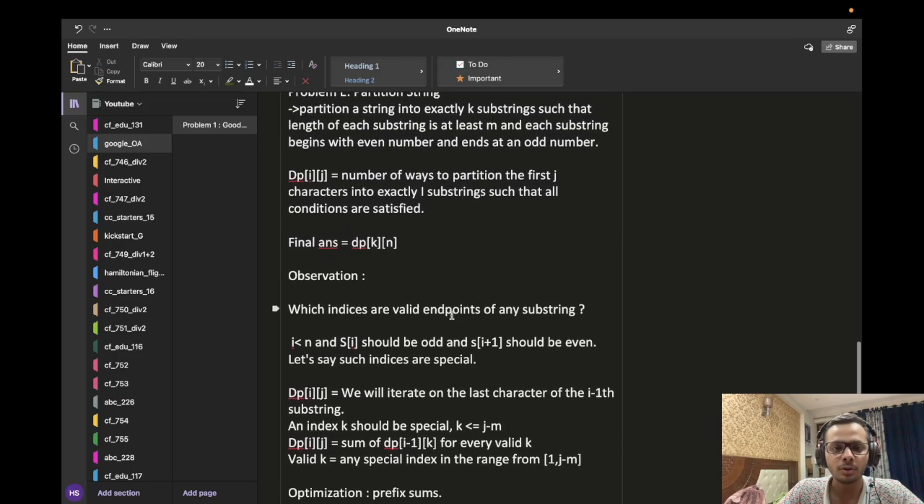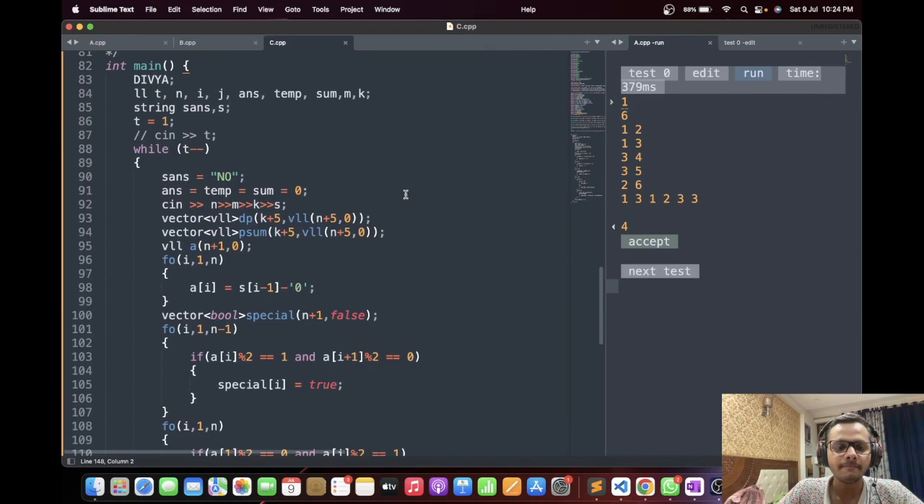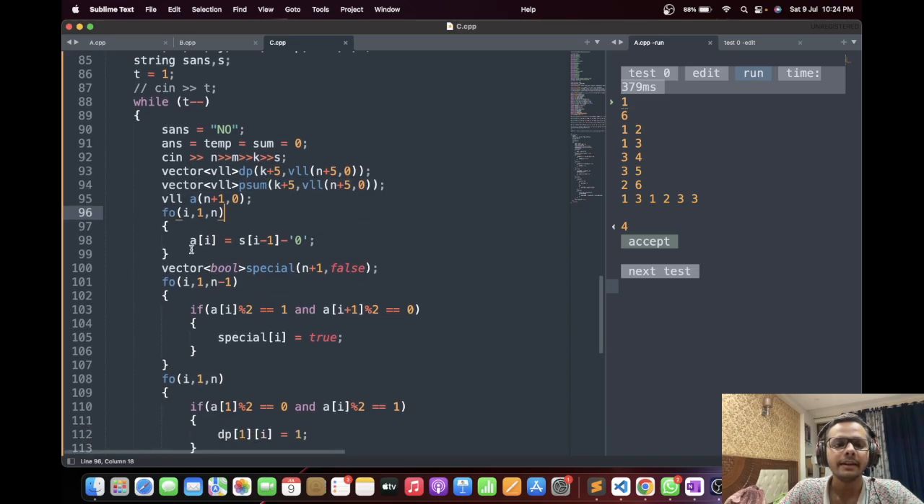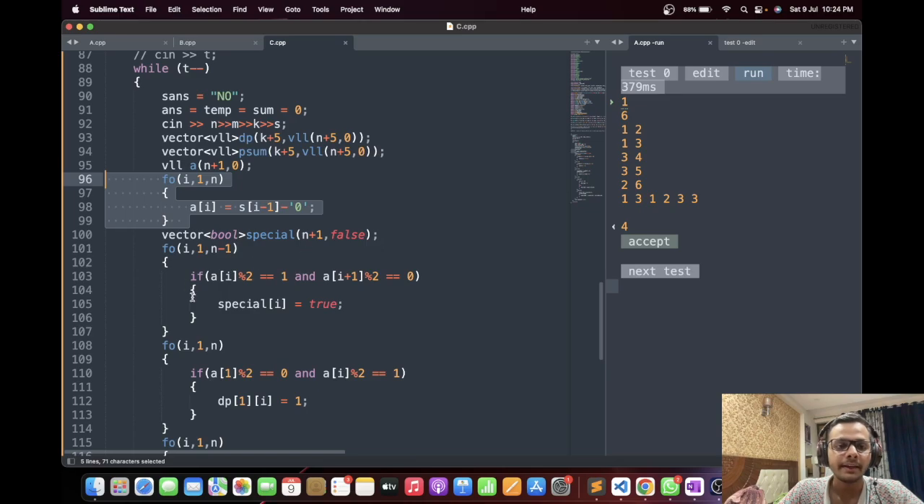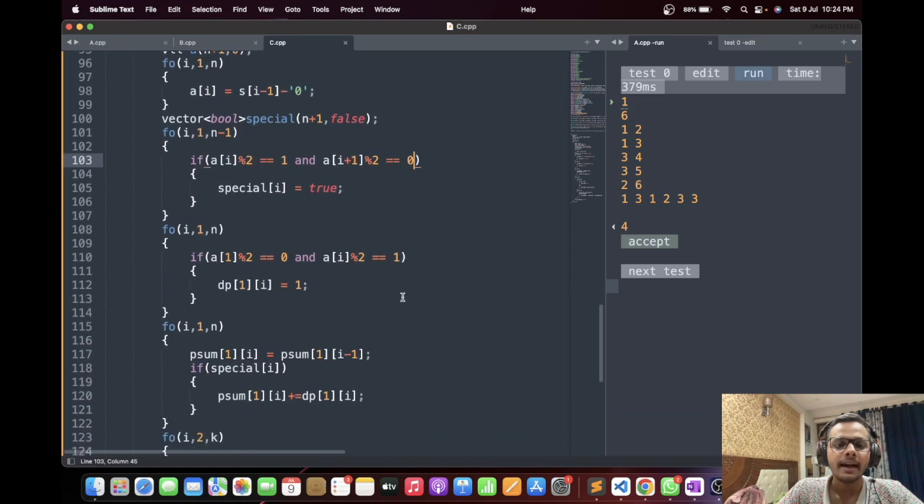I also have a code for this problem, so let's have a quick look at that if you want more clarity. What I'm doing here is initializing a DP array and a prefix sum array first of all, and then I'm converting the string to a vector because that is what I like. And then first I make sure that I calculate which indices are special. A special index is one where a[i] mod 2 equals 1 and a[i+1] mod 2 equals 0. And then I first calculate all the dp[1][i] values because they are trivial to calculate.